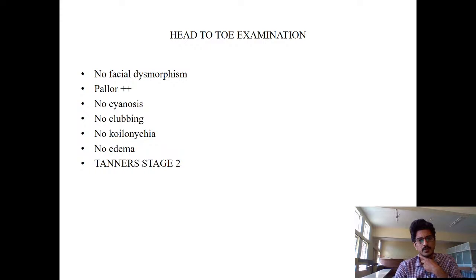Okay. Coming to head to toe examination, there is no facial dysmorphism and there is pallor. So pallor is there. Okay. No cyanosis, no clubbing, no koilonychia, no edema, Tanner stage 2. Systemic examination. So basically, the child is presenting with fever. Before coming to systemic examination, what we know till now is that the child has fever that is high grade, intermittent, and associated with chills and rigors, and the child has pallor.